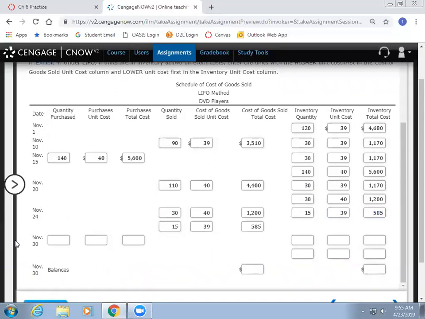And then November 30th, we're right back just logging a purchase. We have 160 units at $43, so your total will be $6,880. And then we just want to show that in our inventory. So we still have 15 units at $39 for $585, and now we have 160 units at $43 each for $6,880.